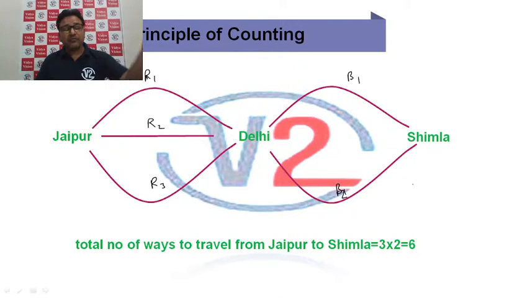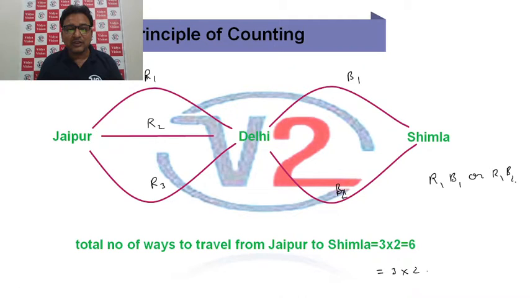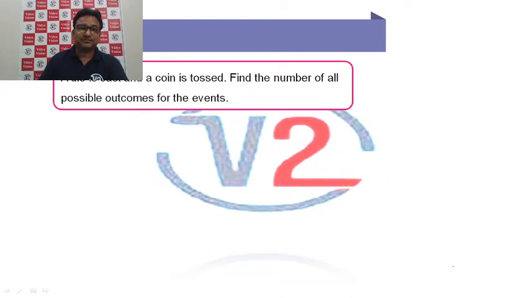Now from R1 we reach Delhi. After that we go by B1 or B2. We have two options, so the combination will be R1B1 or R1B2. We can go in two ways. Similarly we get two ways with R2, and similarly with R3. Directly, three ways into two is six ways. The total number of ways from Jaipur to Shimla is six. So that is the fundamental principle of counting. Directly we can count this one. Next.